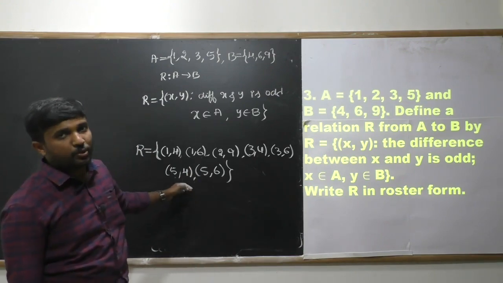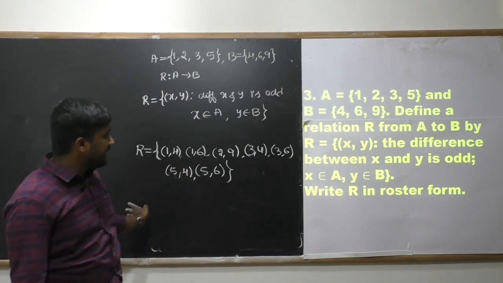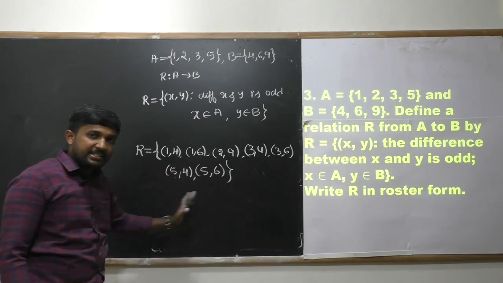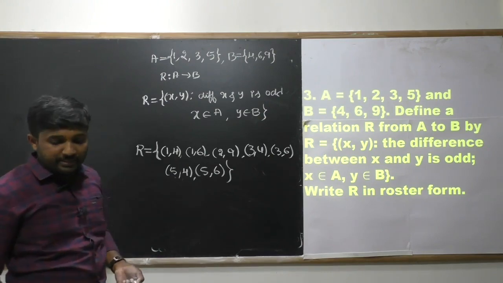Domain means the set of first elements of the ordered pairs. Range means the second elements of the ordered pairs.